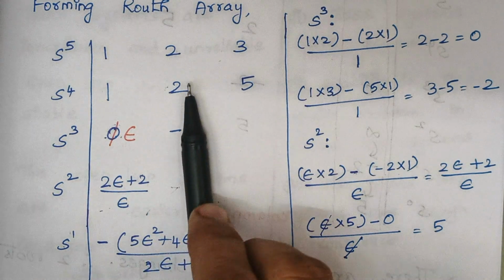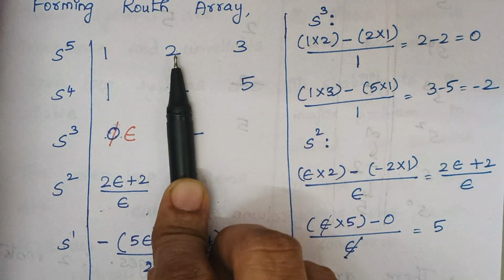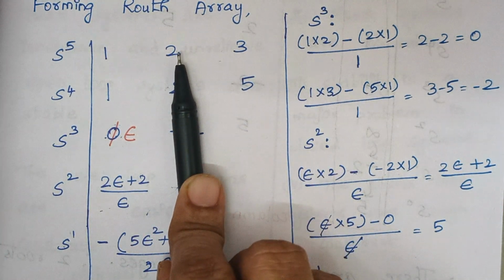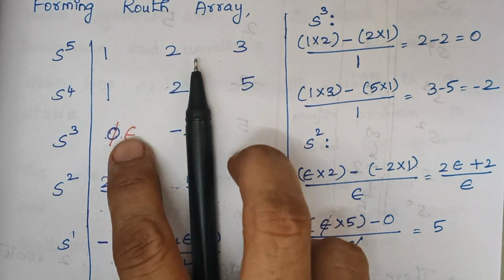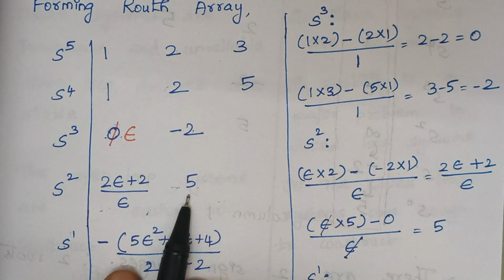Here as usual, you can hide this column. That is epsilon into 5 minus, here there is no element in this place, so I am taking it as 0. So epsilon into 5 minus 0 into 1, divided by epsilon. I have written the steps here. When you solve, the final answer is 5. So just write down the answer here.